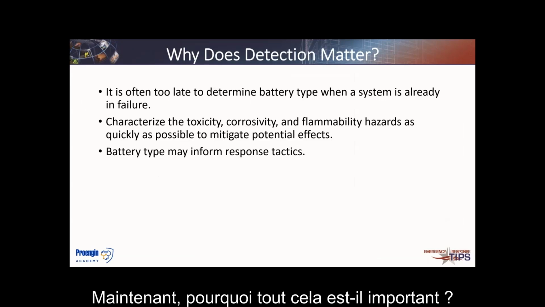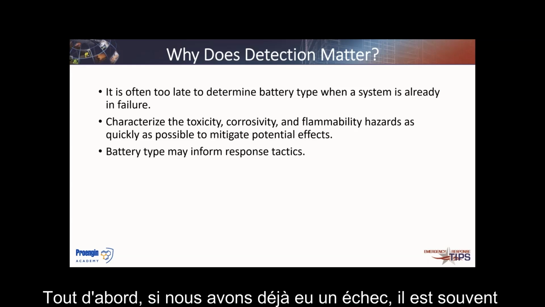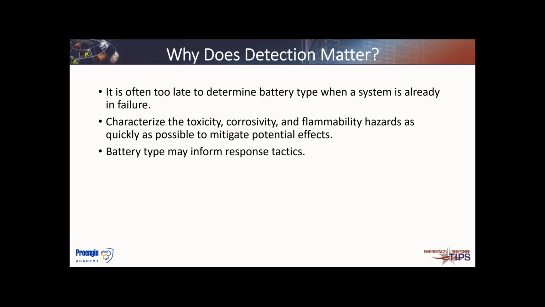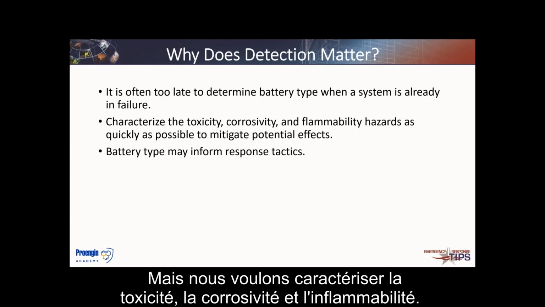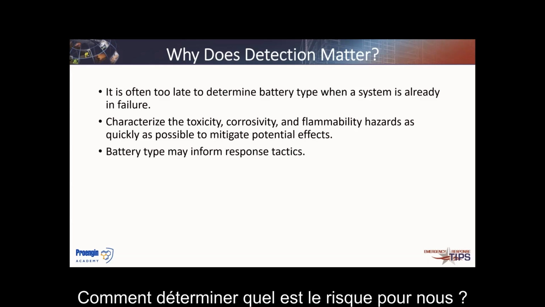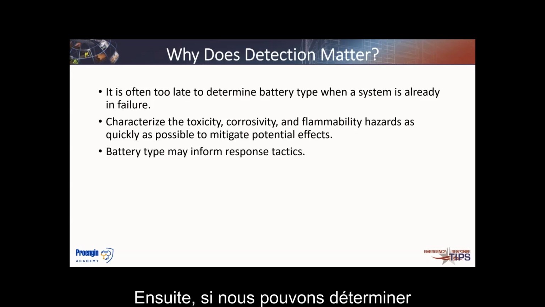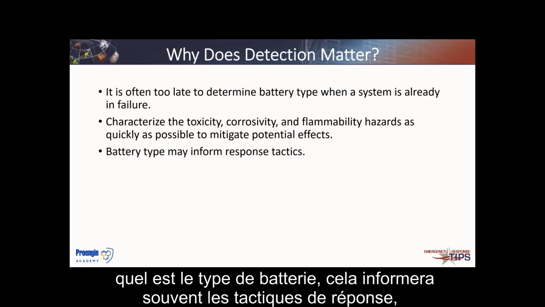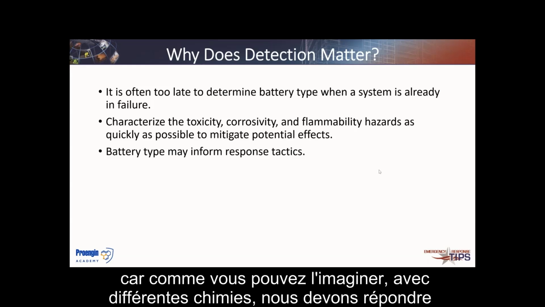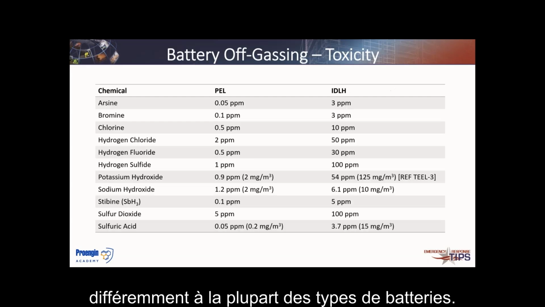Now, why does all of this matter? First off, if we already have had the failure, it's often too late for us to even use this. But we want to characterize the toxicity, corrosivity, and flammability. So how do we figure out what the risk is to us? And then if we can determine what the battery type is, that oftentimes will inform response tactics, because as you can imagine, with different chemistries, we have to respond differently to most of the battery types.